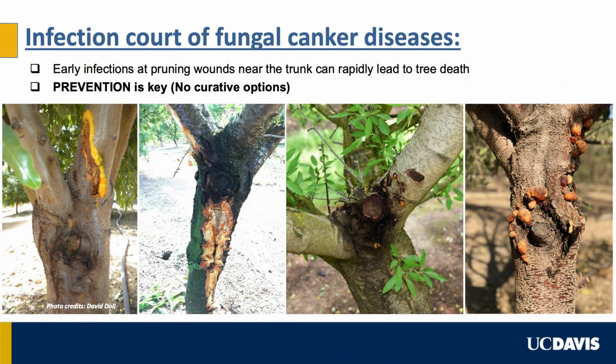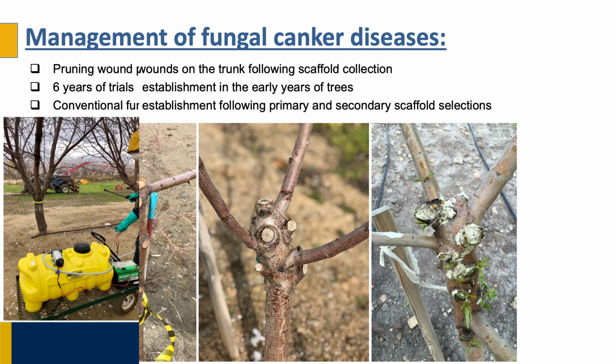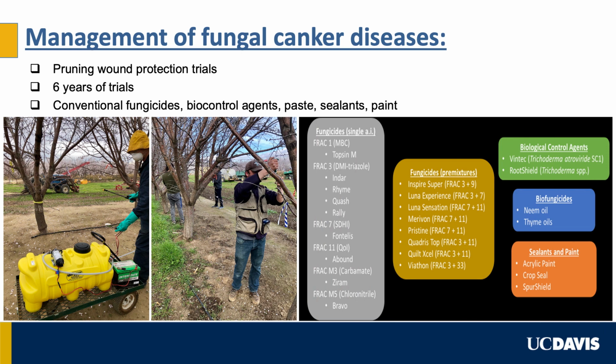And again, control here is mainly prevention. Once you have a canker, it's usually too late. So all your efforts are to target pruning wound protection. So that's our classic example of a heavy scaffold pruning, pruning down to 3 or 4 scaffolds. These leave large cuts, and so you're going to want to protect these pruning cuts. So my lab, with research supported by the Almond Board of California, spent about 5 years and is still conducting field trials for pruning wound protections.